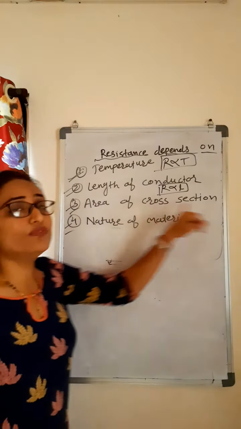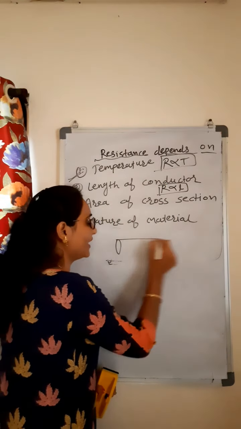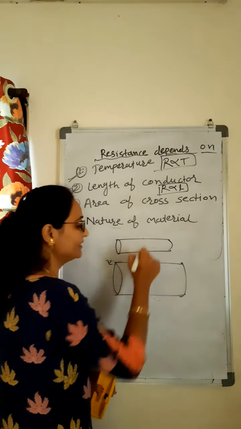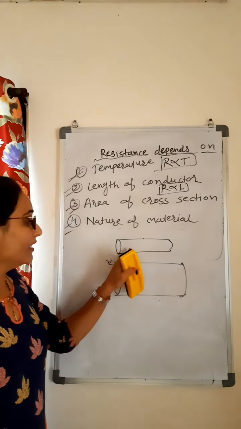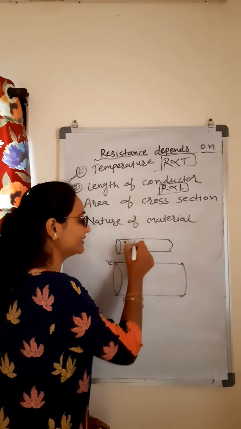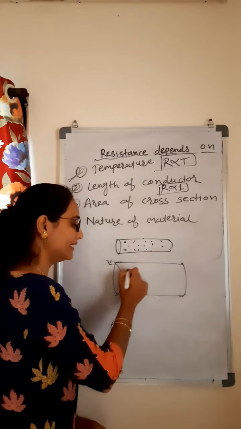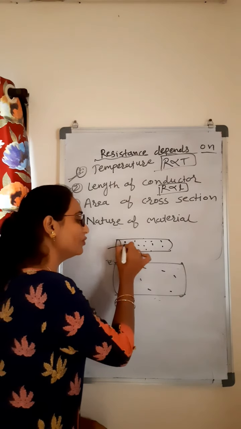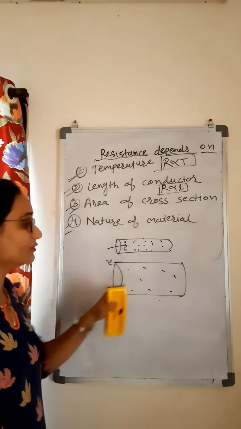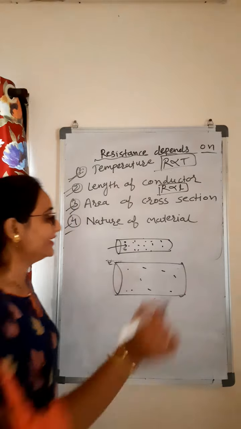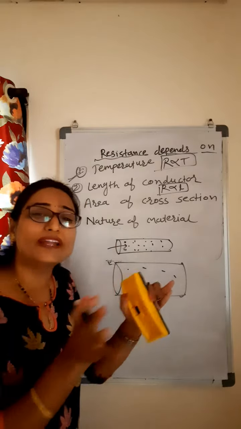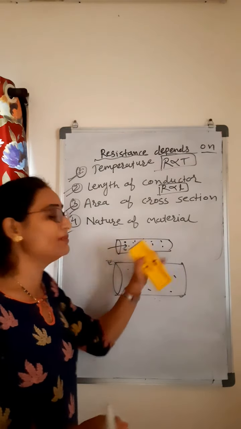Now, area of cross section. See, I have one thin wire and one thick wire. In both of these wires, here are the atoms. Electrons are moving here. When we create a potential difference by connecting to the battery, electrons will start flowing. In the thin wire they have less space, so they have to fight more. They have to collide more. Collisions will be more there.